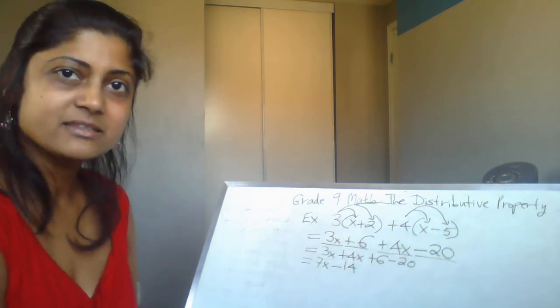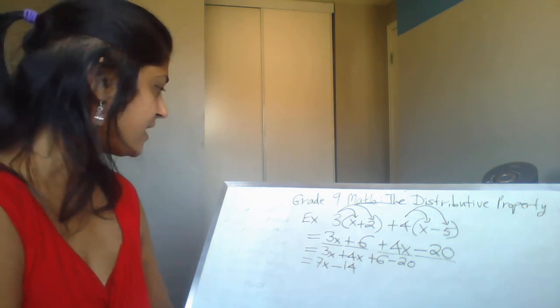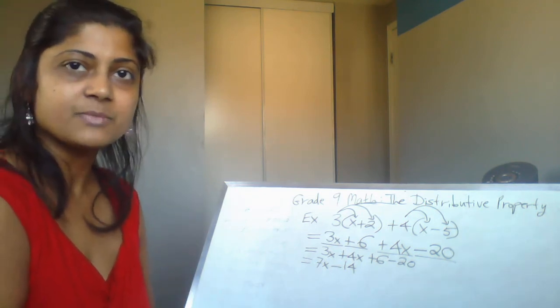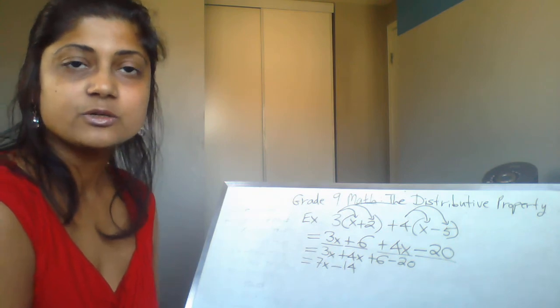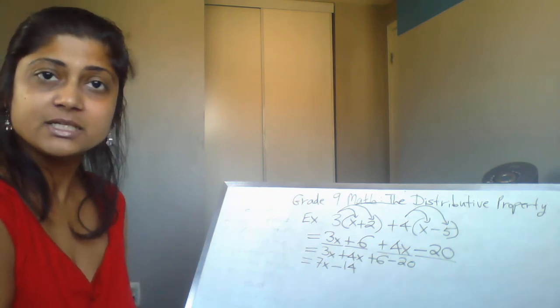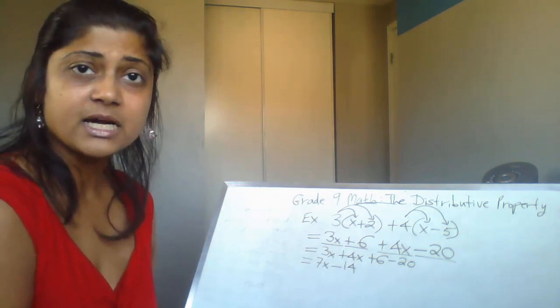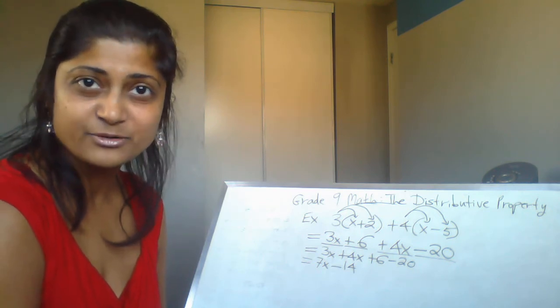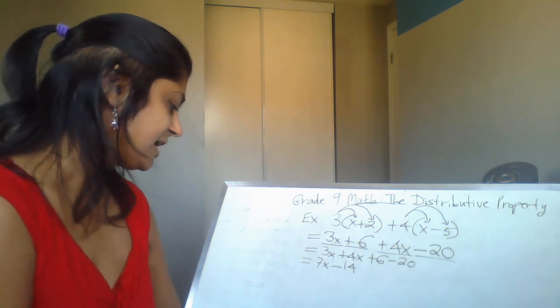Does everyone see that? So this is basically our final answer. It's 7x minus 14. So you notice that I did the distributive property. After I did the distributive property, I just put all of the like terms together. So that looks good.